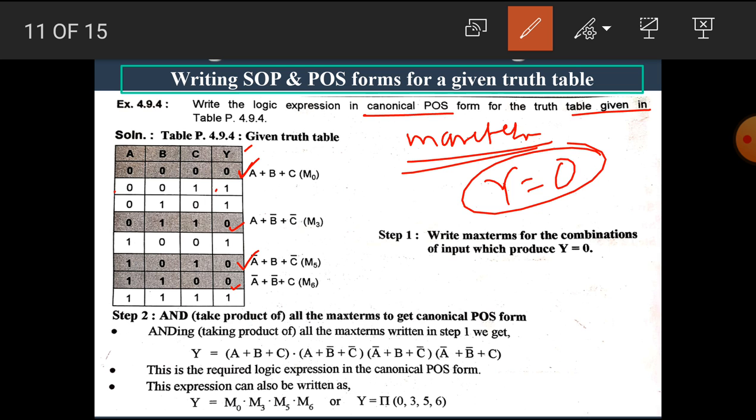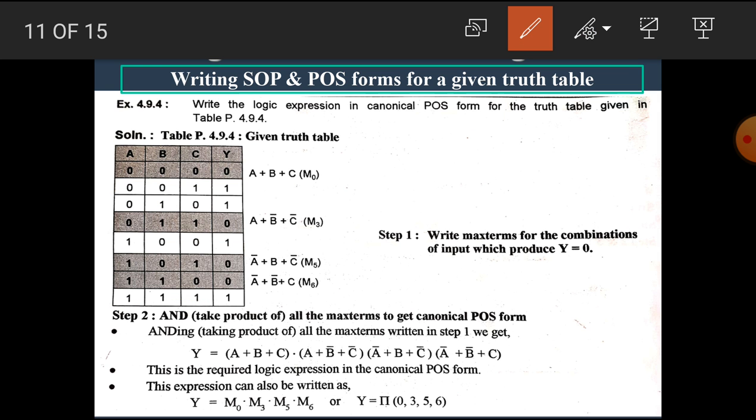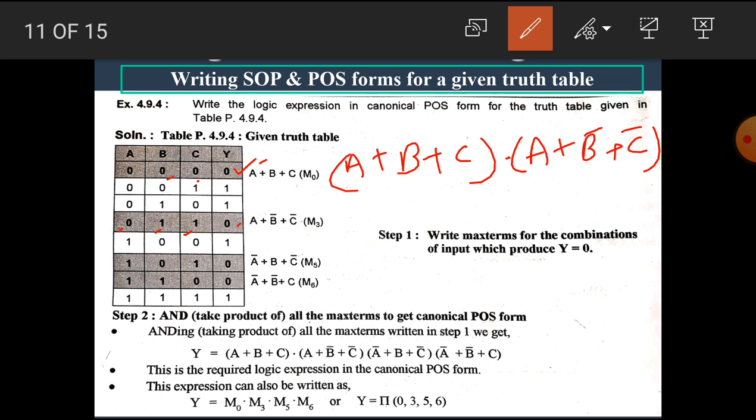If y is equal to 1, then we have to ignore these conditions. Okay, I hope you all understand. Here we can write the max term for this y is equal to 0 such that a is equal to 0, that means a, plus b equal to 0, that means b, plus c equal to 0, that means c. Okay, into the next: a is equal to 0, that means a, plus b is equal to 1, that means b bar, plus c is equal to 1, that means c bar, into next bracket this 0.